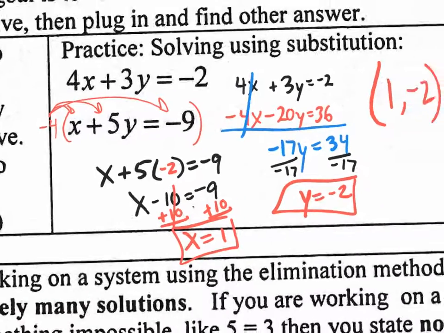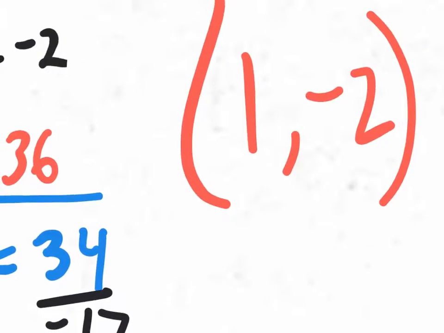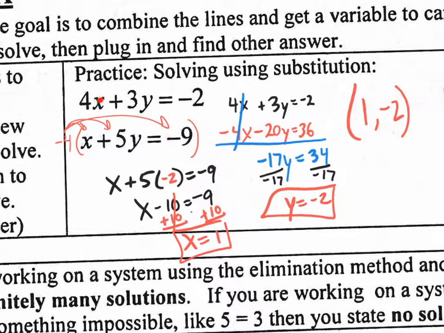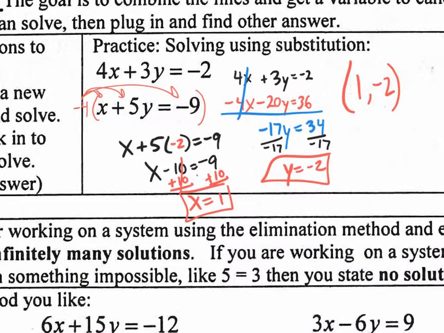Now let's say you weren't too sure about these answers, 1 and -2. What could you do? You could plug them in. You could plug in a 1 up here and a -2 right there. Do the math. It will give you -2. Plug in a 1 right here for x, a -2 for y. Do the math. It will give you -9. That way you're double checking your answers and you'll be absolutely positive that you're right.